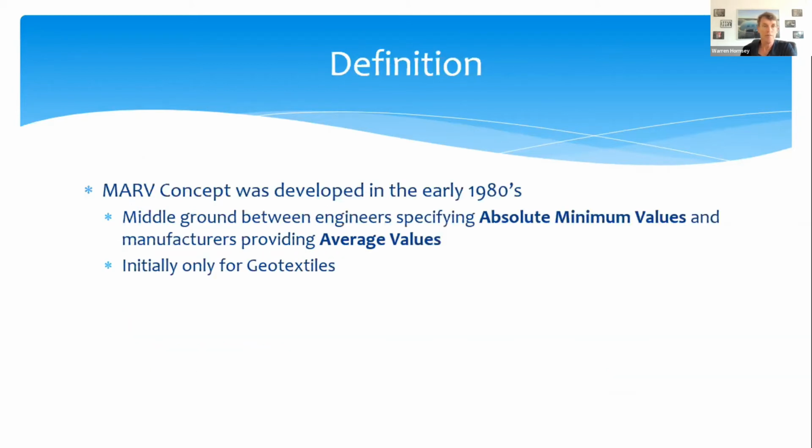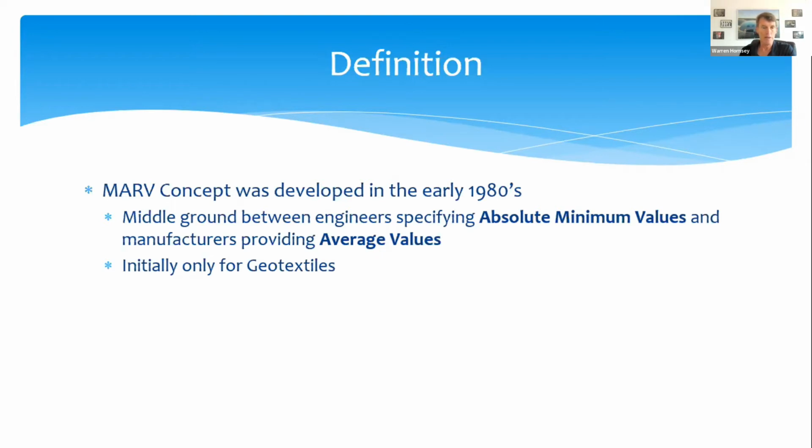So in terms of the MARV concept, it was developed back in the early 80s, pretty much by GSR, or the Kerners and the Geosynthetic Research Institute. And it was a middle ground between engineers specifying absolute minimum values and manufacturers providing average values. Initially, it was used only for geotextiles, and that's primarily because we see the largest range in results in geotextiles. They are not as uniform as, say, geogrids or geomembranes.